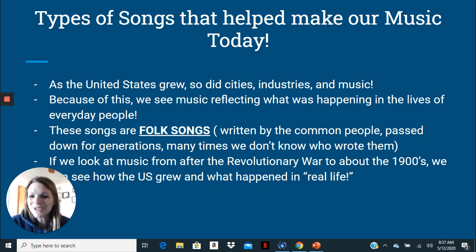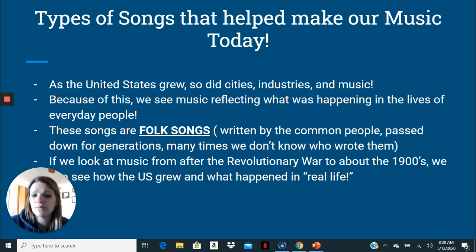Now, newsflash, we talked about this a few weeks ago. These are folk songs. Folk songs are written by the common people, that means you and me. They're passed down for generations. So remember my old gray mule song that I talked about with my grandpa. And many times we don't know who wrote them, okay? And that's just because they were passed by word of mouth.